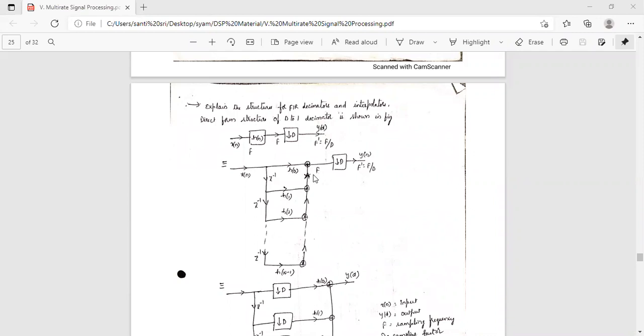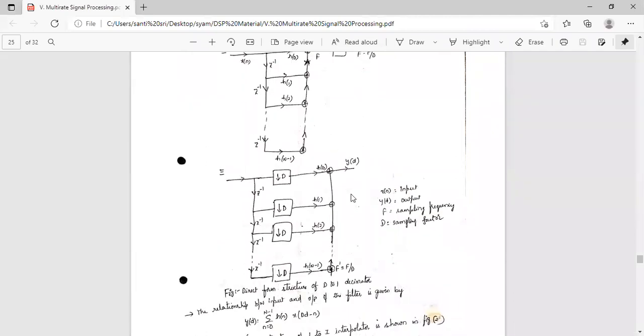Okay. So h of n can be written like this: x of n, z power minus 1, h of 0, h of 1 into z power minus 1, h of 2 into z power minus 2, up to h of N minus 1, z power minus (N minus 1). All will be cascaded. After that, this is the down sampler, so that f dash equals 1 by T into 1 by D. So this is equivalent to the decimator down sampler.